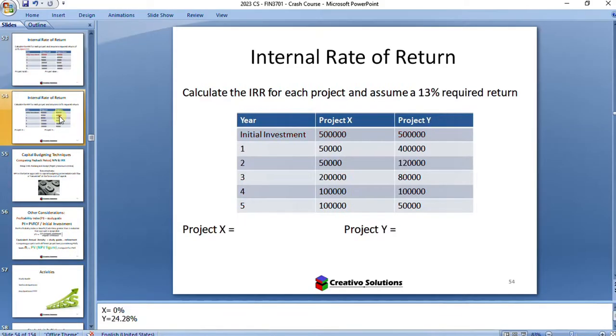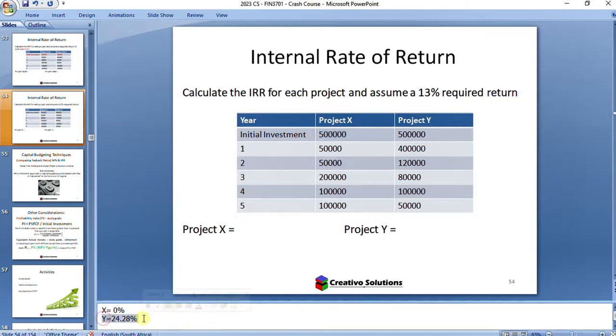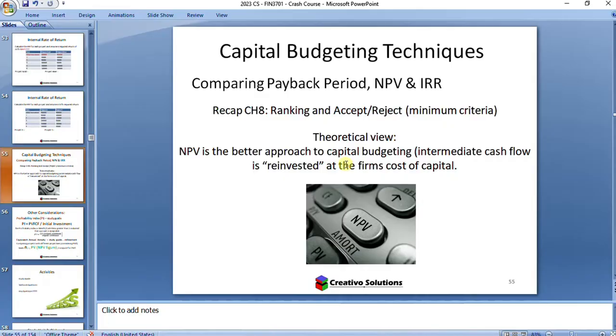Then just to add some more, IRR here, X is quite a nice one to do because it's actually 0. There is no internal rate, because all of those outflows equal the initial investment. There is no internal rate of return. And then Y, if you do that calculation, just to give you an answer for it, it's 24.28%. Then I've just summarized everything here, highlighting the important notes.